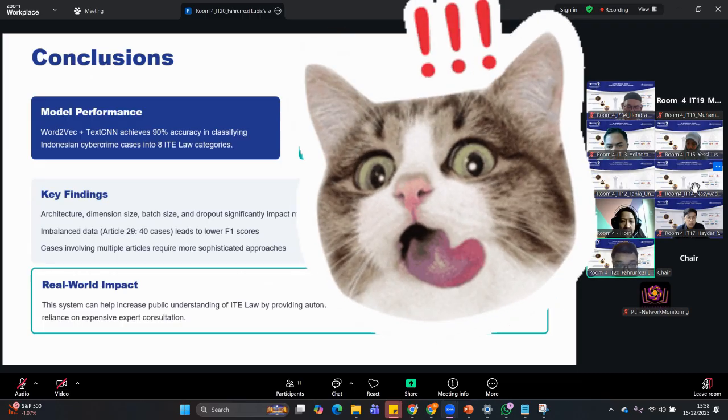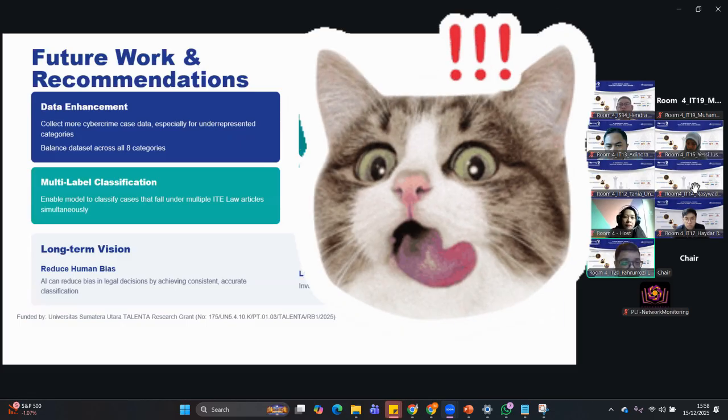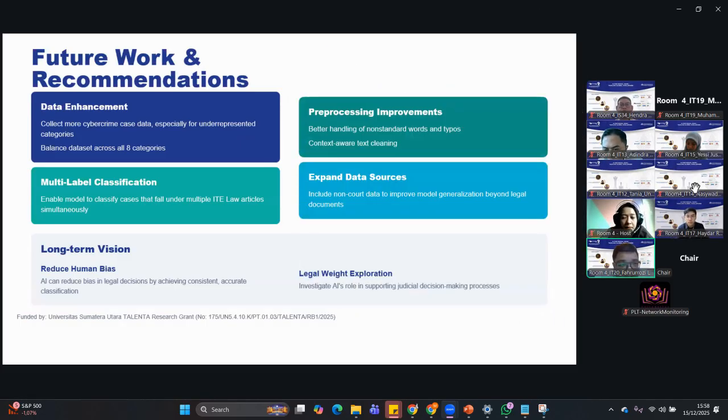And then for future work, data enhancement: collect more cybercrime case data, especially for underrepresented categories, with balanced datasets across all 8 categories. Then preprocessing improvement: better handling of non-standard words and typos, context-aware text cleaning, and multi-label classification, enabling the model to classify cases that fall under multiple IT law articles simultaneously. And the last is expanding data sources, which includes non-court data, to improve model generalization beyond legal documents.